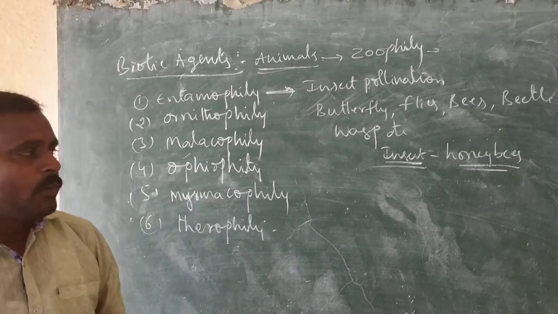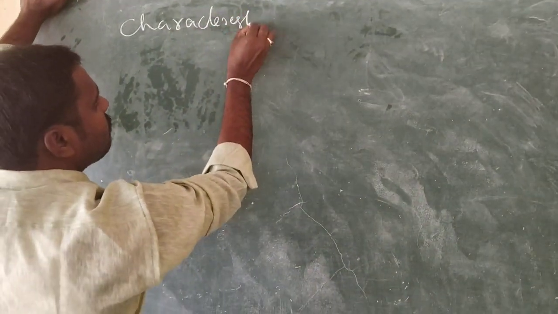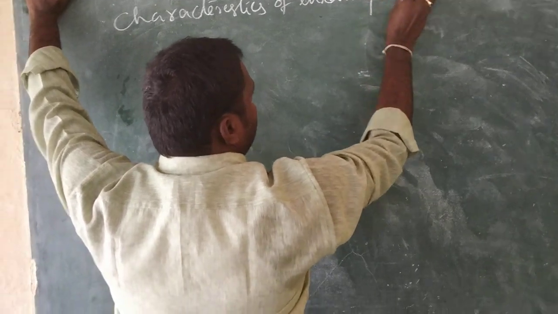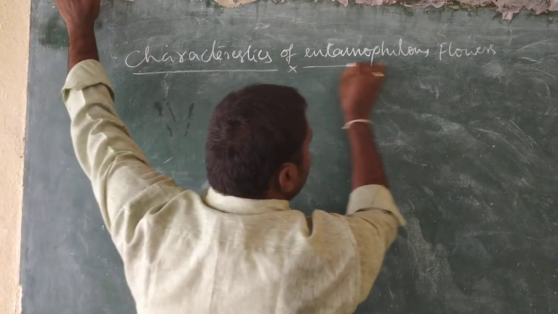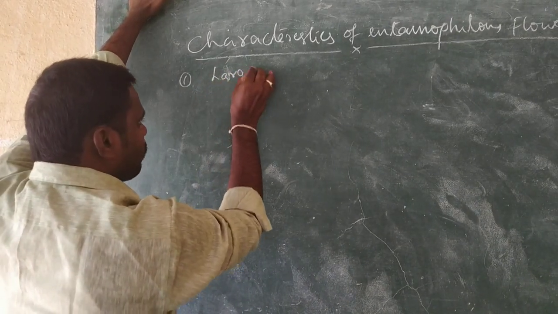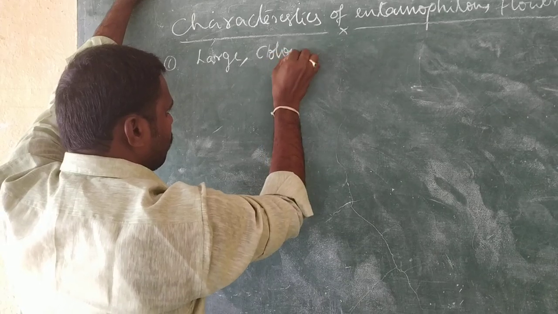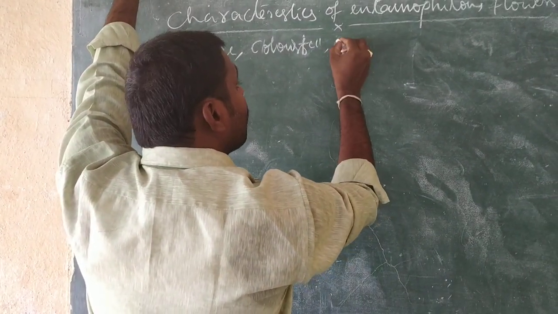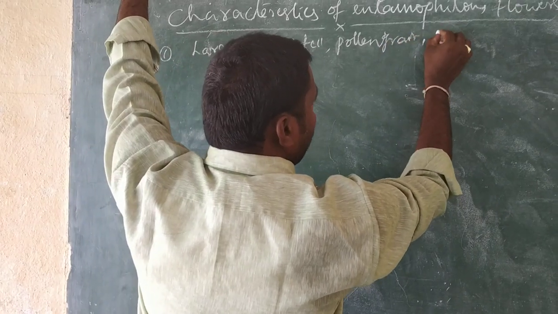Now, characteristics of entomophilous flowers. Flowers are large. The first characteristic of entomophilous flowers: flowers are large and colorful, and they have nectar. They are rich in nectar and they contain pollen grains.